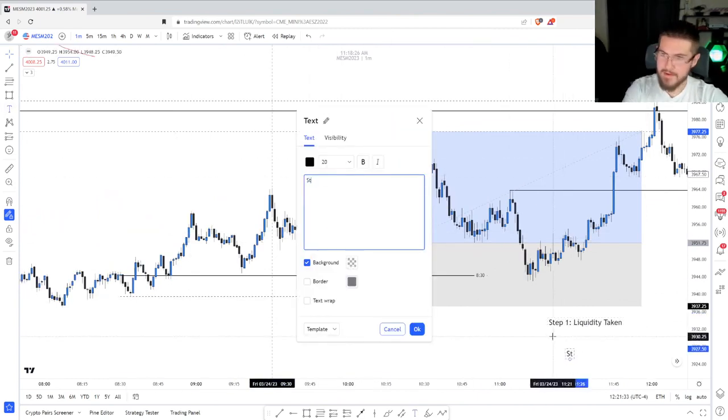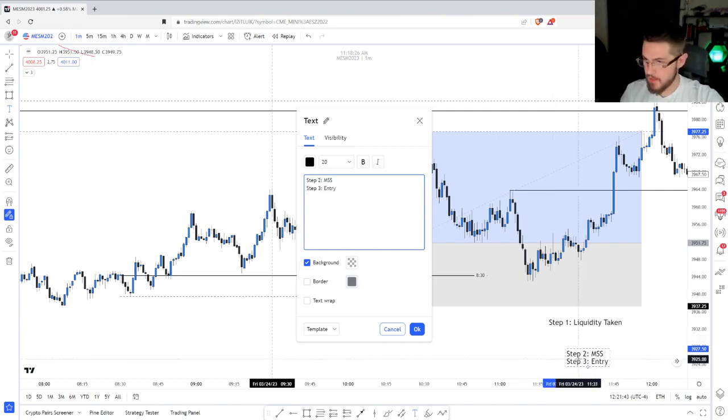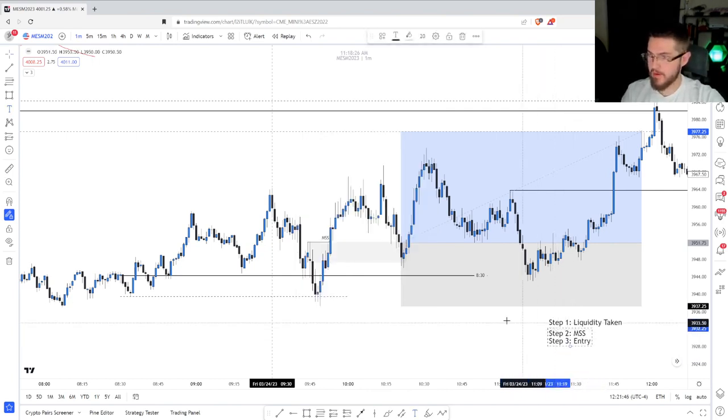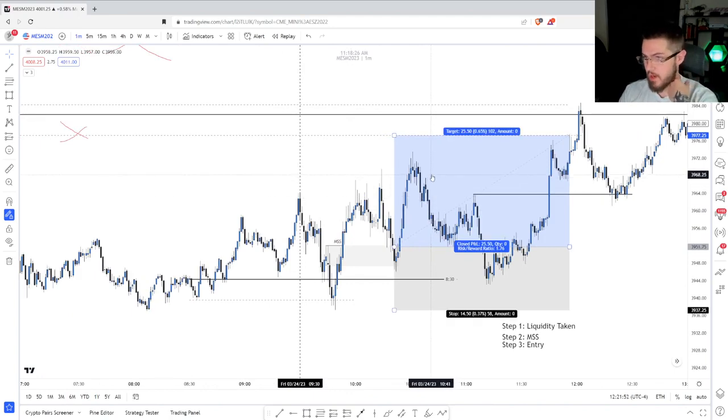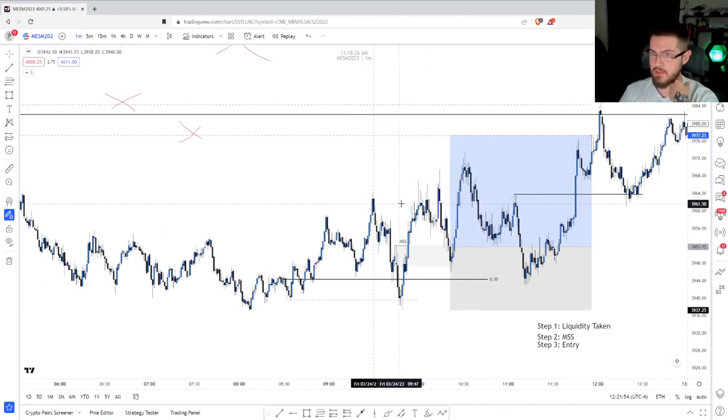Step 2 is market structure shift. And step 3 is your entry. So again, entry doesn't have to necessarily be an order block or whatever. It really can be whatever your strategy is. My strategy is a lot of the time, I'll just mark it right here. Usually it's going to be a little higher risk to reward than this specific trade.